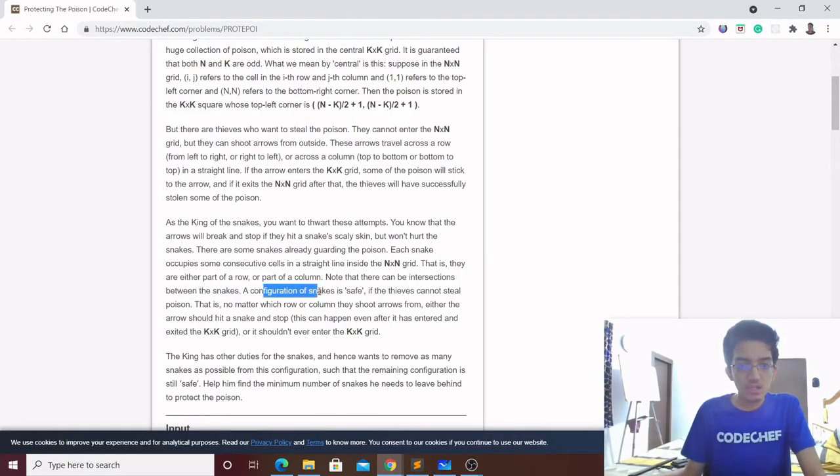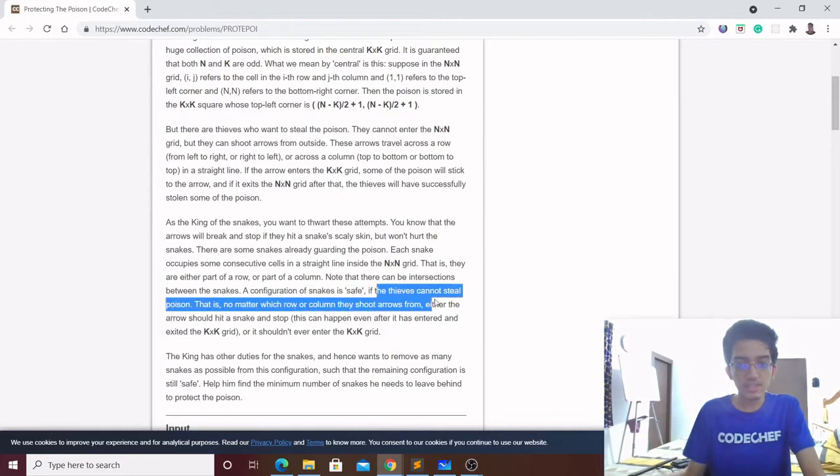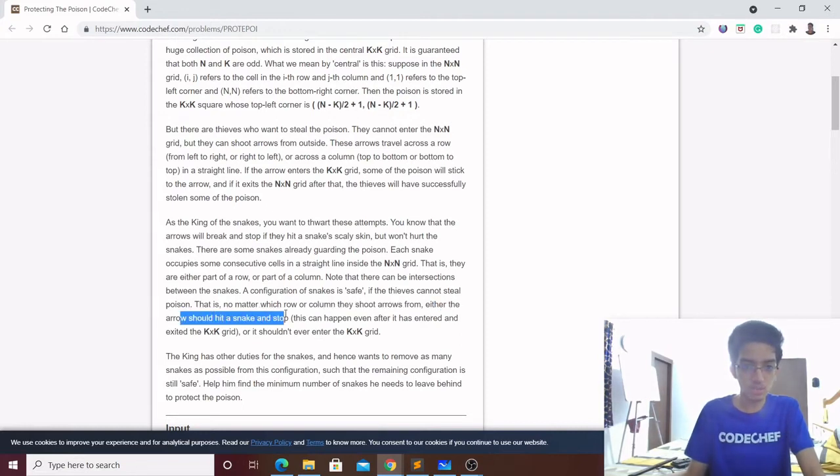A configuration of a snake is safe if the thieves cannot steal poison. That is, no matter which row or column they shoot arrows from, either the arrow should hit the snake and stop. This can happen even after it has entered and exited the K cross K grid, or it shouldn't even enter the K cross K grid.